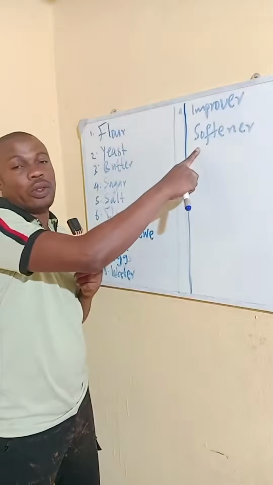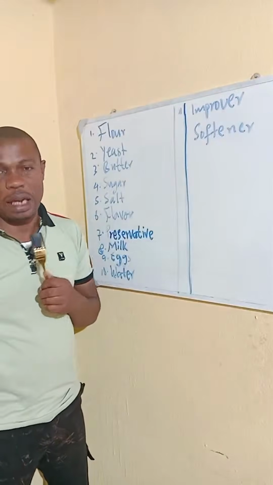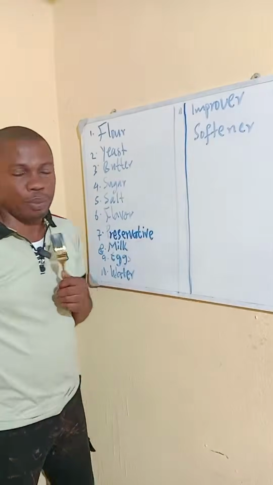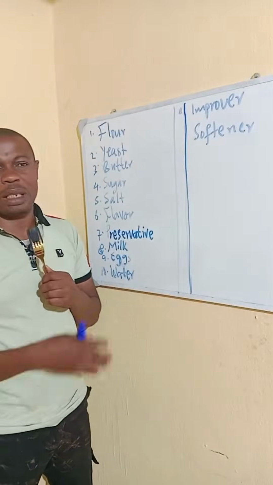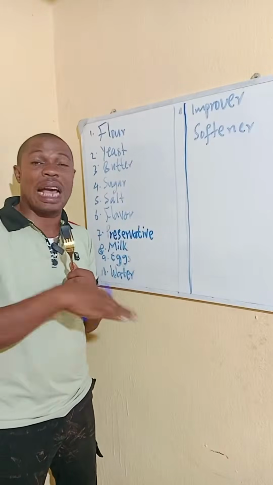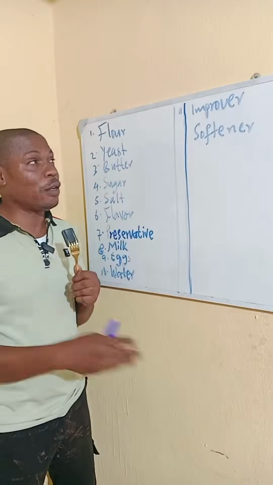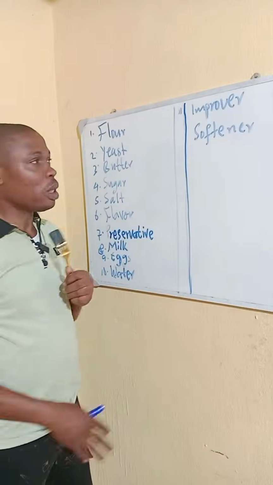We have an improver and a softener. There are different brands of improver out there in the market. The popular one is EDC. You have Better Bake, in different types, both powdery and liquid. Choose any one. They are all good. Most, about 90% of the improvers in the market are good. Now let's look at the softener.